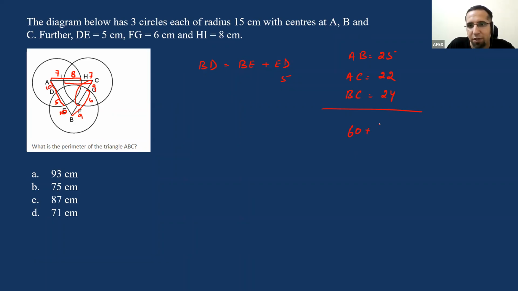that is 25 plus 22 plus 24. 5 plus 2 is 7, 7 plus 4 is 11, 60 plus 11 is equal to 71. So option D becomes my correct answer.